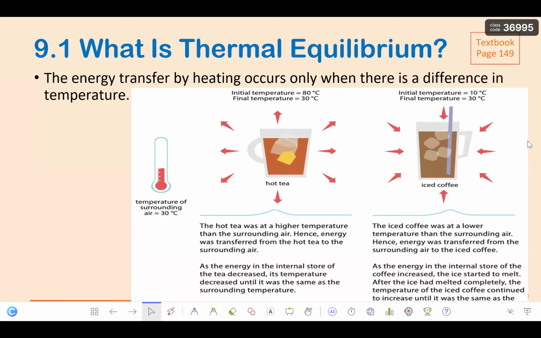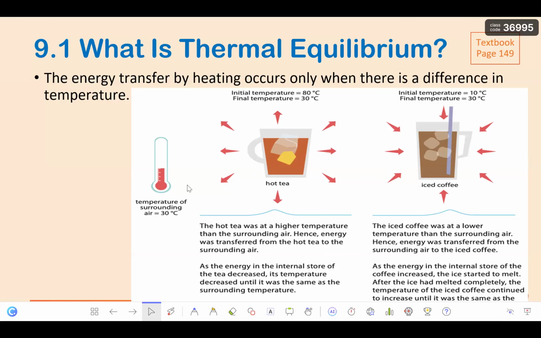On the other hand, the iced coffee, the initial temperature is lower than the surrounding. There is ice in it. So the iced coffee will not lose energy to the surrounding. It will gain energy from the surrounding until it becomes equal to the surrounding temperature. But the water, since it's already at the same temperature as the room temperature, there will be no change. We say that it's already in thermal equilibrium with the room temperature. So there's no net transfer of thermal energy.